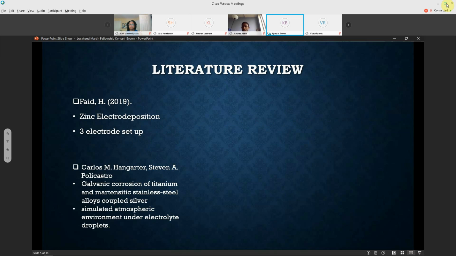The next article that I analyzed was one from Carlos M. Hunter and Steve Policastro, where they analyzed it in various environmental conditions. This was useful as the electrolyte used in our cell was 0.6 molar sodium chloride, which I'm not sure if most of you are familiar with, but this is the molar content found in seawater. So this research might be helpful for naval research.